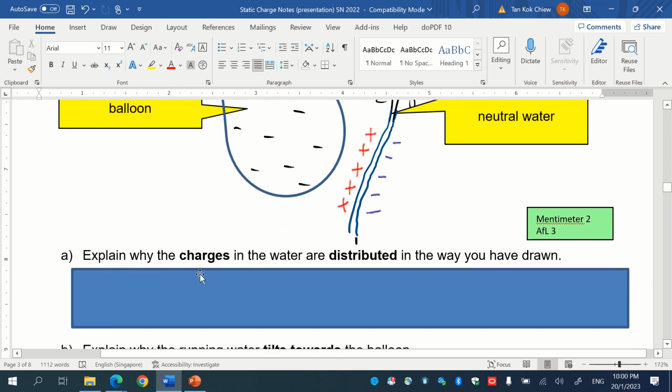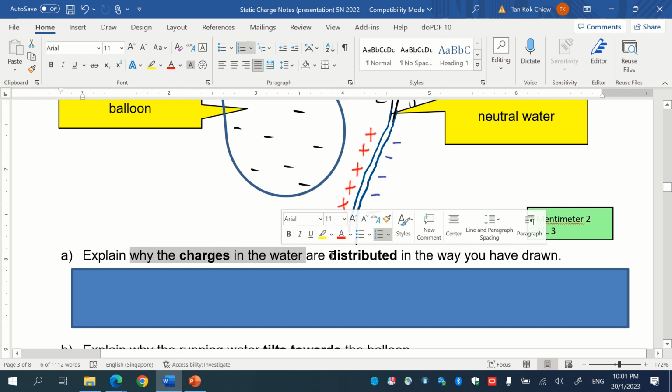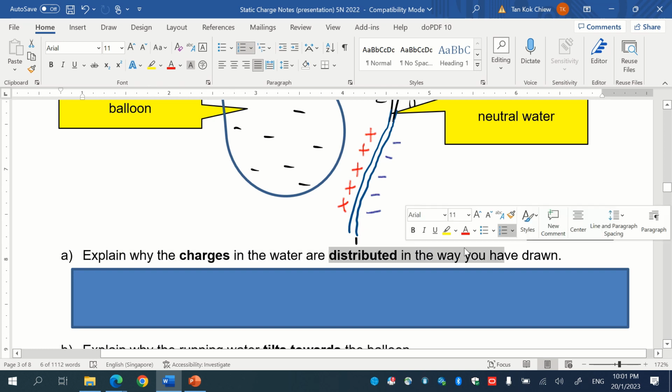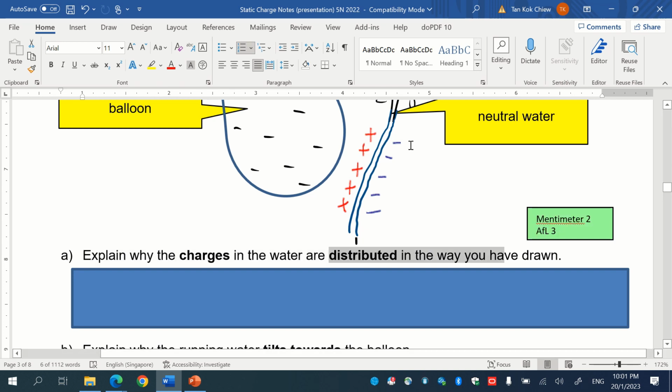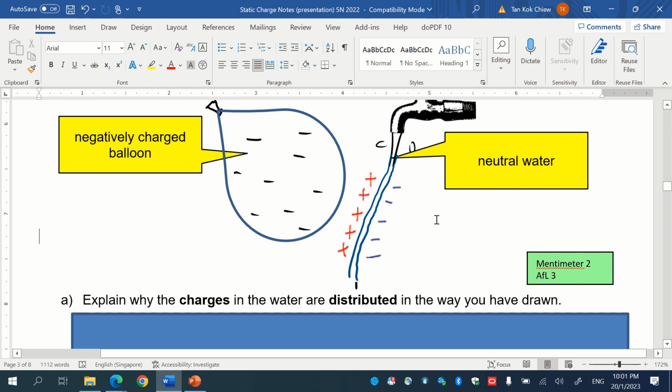Okay, now how do we explain? Remember, after drawing the separation of the charges on the water, now you must be able to explain why the charges in the water are distributed in the way you have drawn. Why the left side is positive, why the right side is negative. After drawing, you must always explain by looking at the negative charges, because only the electrons move. So why did the electron go to the right side?